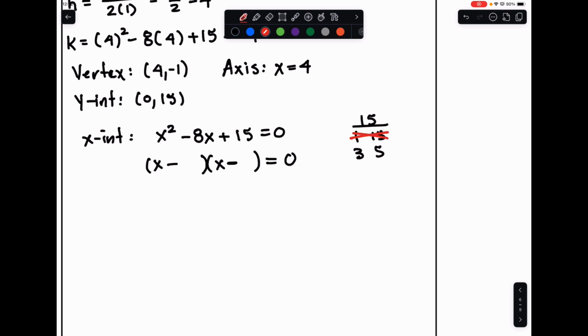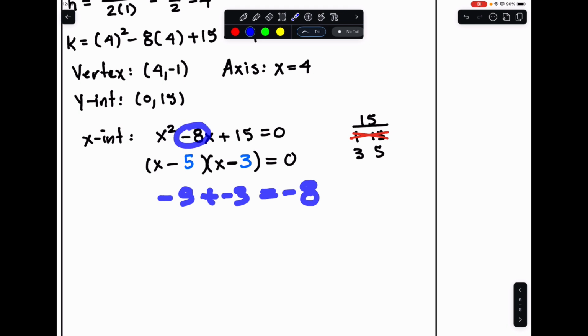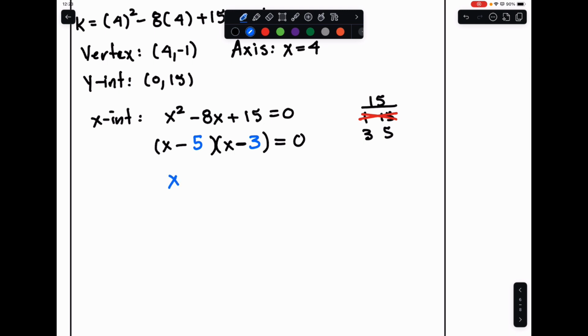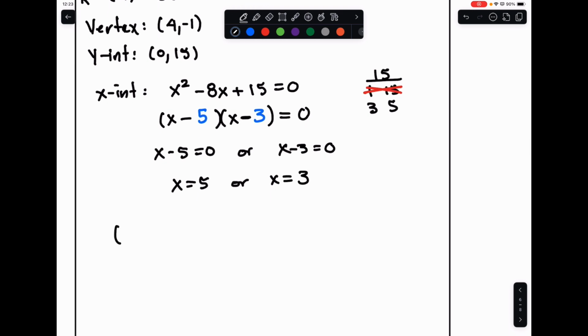So I want to use the second set. So I want to use a 5 and a 3. So -5 plus -3 does equal the -8 that we want to match up in the middle. So with that factorization complete, then we have our x-intercept. So to solve the equation for the first one, we have two options here. So x minus 5 is either equal to 0 or x minus 3 equals 0, which means that the equations are either x equals +5 or x equals +3. So these are the x-intercepts.